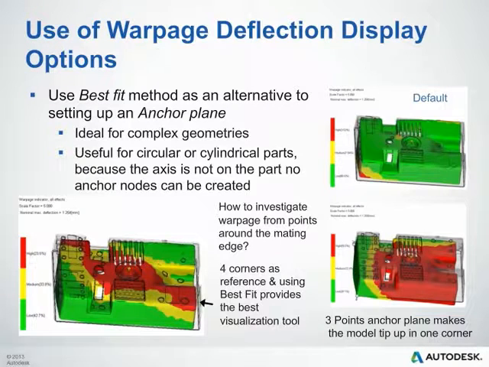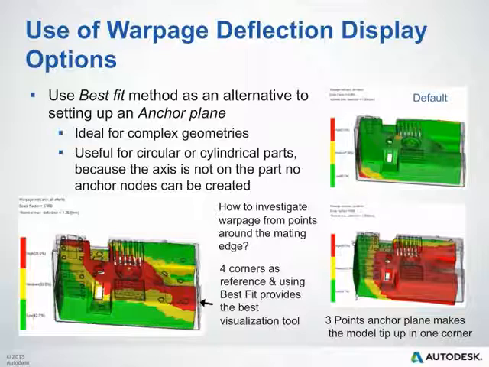So you'll probably use anchor planes for most of your applications, and you'd investigate each region of the part. So you'd investigate maybe the right side of this box with one anchor plane, the left with another, and maybe the bottom with a third. But there are cases where the best fit method is a better alternative to setting up an anchor plane. Some of these situations might be for ideal or complex geometries. It's also useful for circular or cylindrical parts, like we kind of mentioned previously on our boss.